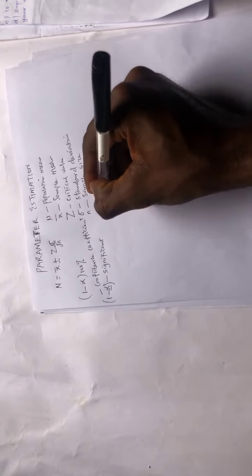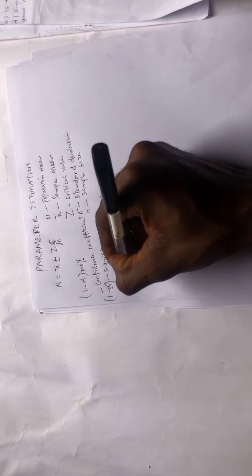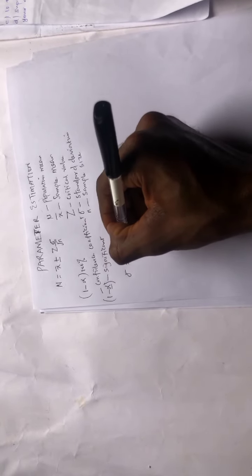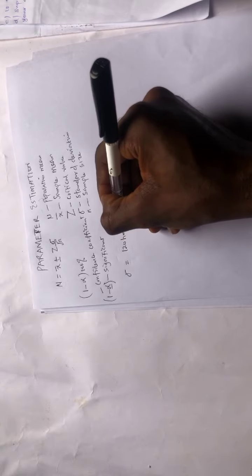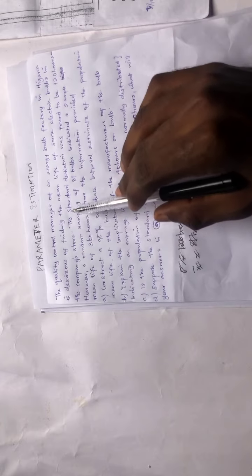Solution. They said that the standard deviation, which is sigma, is equal to 120 hours. Then let's continue. They said a random sampling of 81 bulbs indicated a sample mean life of 360 hours. So that means the sample mean here, x bar, is equal to 360 hours.